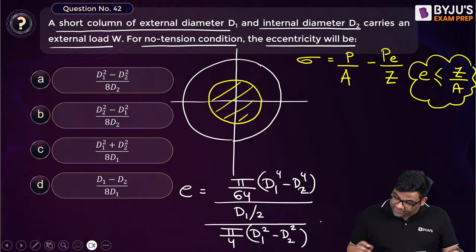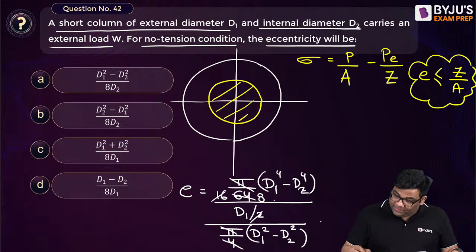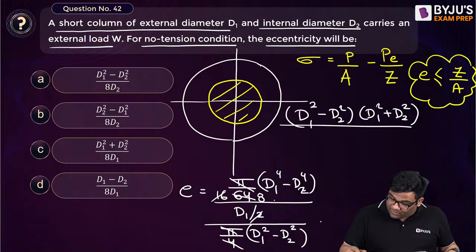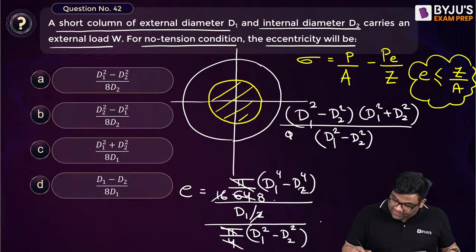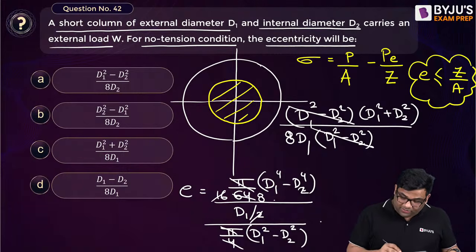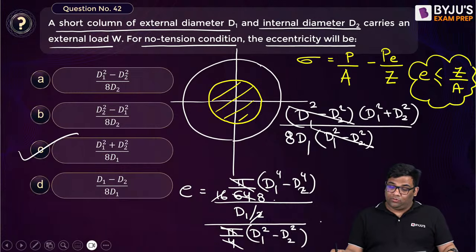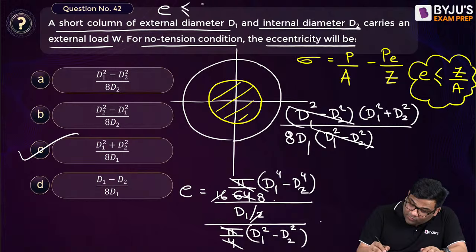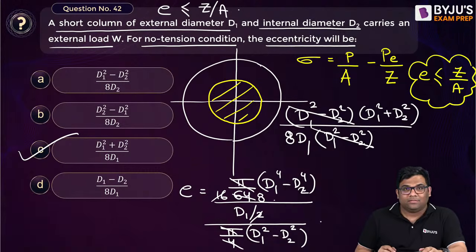If you solve this, pi gets cancelled, this becomes 16 and this becomes 8. This can be written as d1 square minus d2 square times d1 square plus d2 square, divided by d1 square minus d2 square, then we have an 8 d1 term here. So this gets cancelled and I get d1 square plus d2 square by 8 d1. Understood? Remember, if you forget the formula, remember only one thing: eccentricity is less than or equal to Z by A for no tension condition.